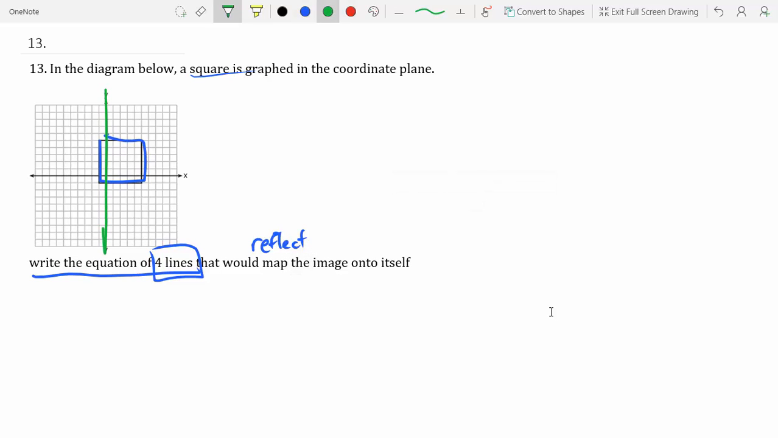So if I have that y-axis, when I reflect the shape over it, it's not going to land on top of itself. There are some different lines we got to look at. And when you're thinking of symmetry, mapping onto itself, the middle is the most important thing. You want to find the middle of the shape, because chances are it's going to have to deal with that.